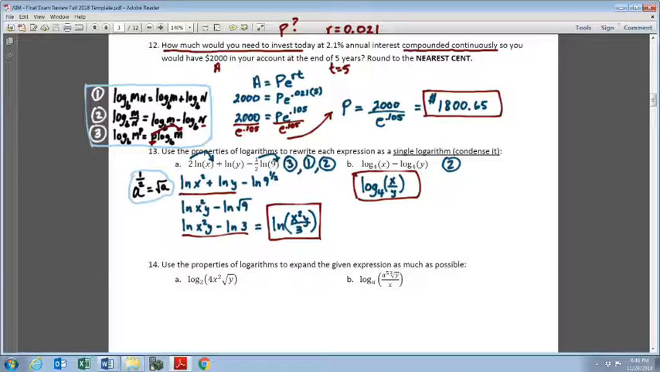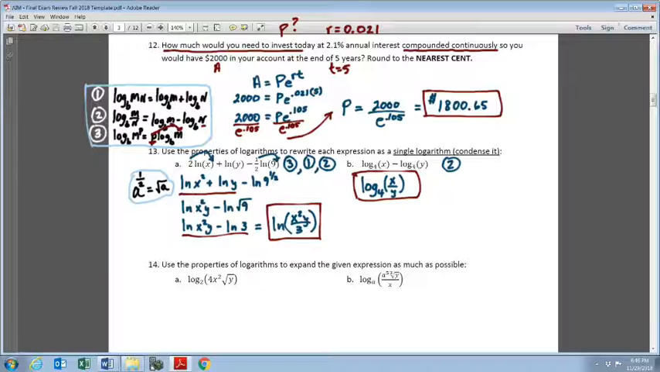Alright, let's move on to number 14. It says use the property of logs to expand the given expression as much as possible. So for both of these, we have a single log, and we need to expand it into 2 or more logs. And we expand as far as we can go. So in this first problem, we have an exponent. We could write that square root of y as y to the 1/2 power. And we also have products there, 4 times x squared times square root of y. So we're going to need to use property 1 and 3.